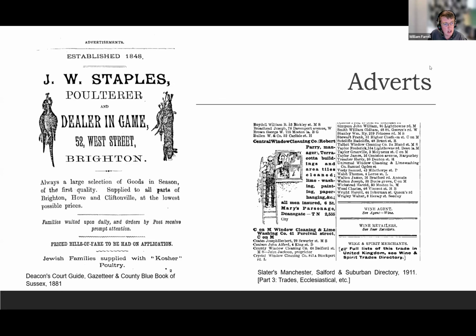The one on the left I include just because it's worth thinking about if you're interested in local and urban history. You'll notice that J.W. Staples here, a general dealer in poultry and game, had a premise in Brighton. But right at the end of the advert, they say that they supply kosher poultry to Jewish families. It's interesting to think whether that implies something about the status of the Jewish community in Brighton and Hove at this point, or its popularity as a holiday resort for people from London in this period. I don't know the answer, but it's the kind of thing they can prompt.